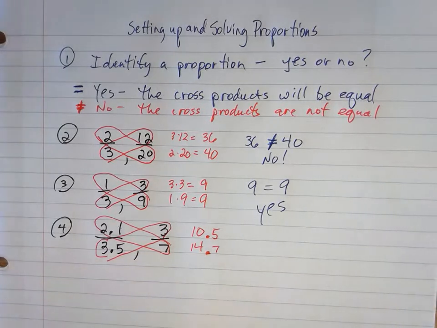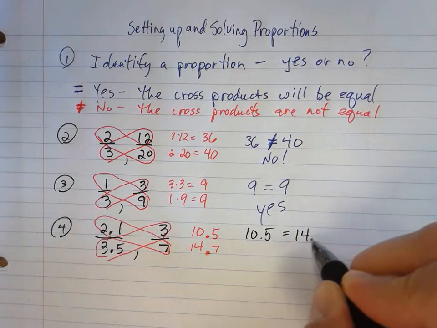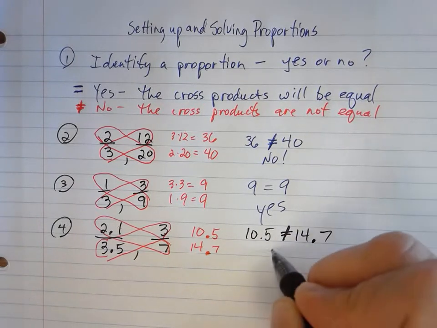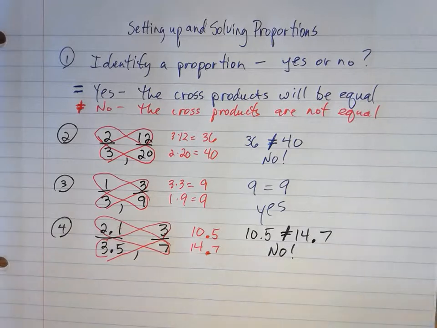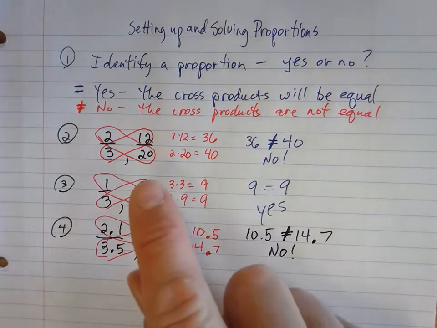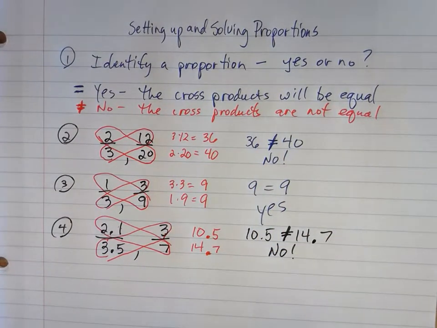So 10 and 5/10 and 14 and 7/10 are not equal. Well, that there is a no. So those would not be proportional, okay? Those two ratios would not form a proportion because their cross products are not equal. All right, so hopefully that explains that to you. So that's how you figure out if you've got two ratios, if they're a proportion or not, okay? So we'll move on from there.